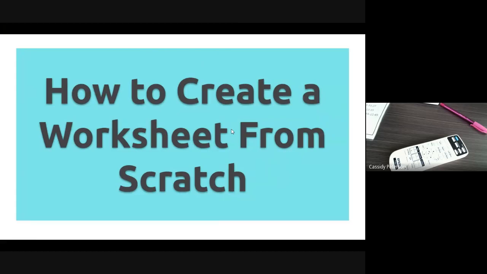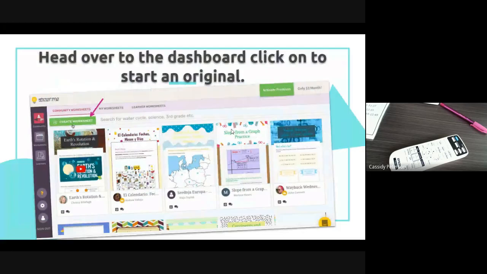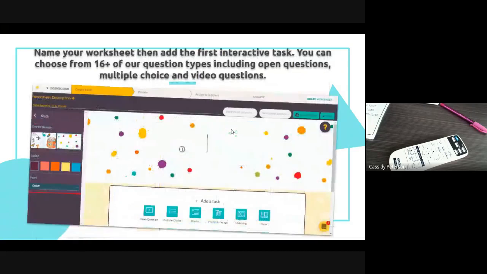So how can I create a worksheet? Like I said, it's really more of an assessment from scratch. Once you get to Wizer Me, and we'll go through all this at the end, this is what your dashboard looks like. There's that flashing green button that says create worksheet. Once I hit that, it's going to bring me to this.